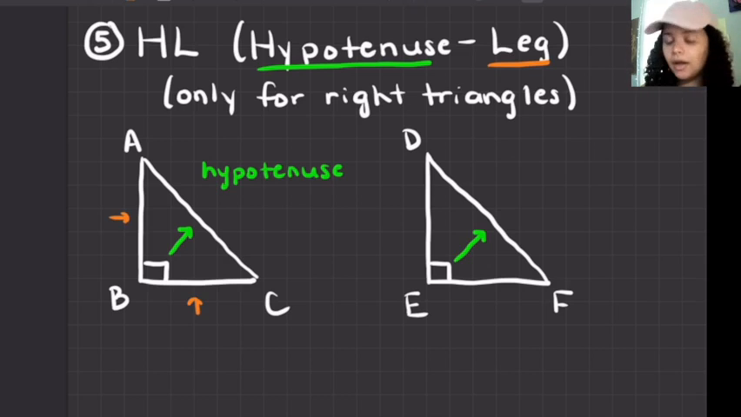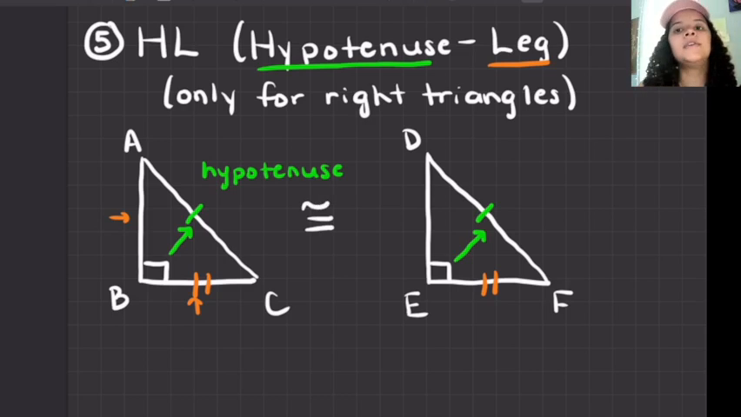Okay. So hypotenuse leg theorem just says that if the hypotenuse of both triangles and one of the legs, doesn't matter which one, if the hypotenuse and one of the legs is congruent, then those two triangles are going to be congruent. Okay. So hypotenuse leg theorem, you just need the hypotenuses, hypoteni. I don't know what the plural version of hypotenuse is. So yes, if those two hypotenuses are congruent and one of the legs of the triangles are congruent, then you can say that those two triangles are congruent.